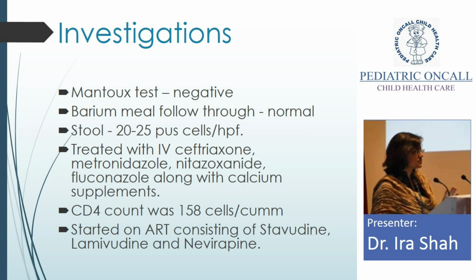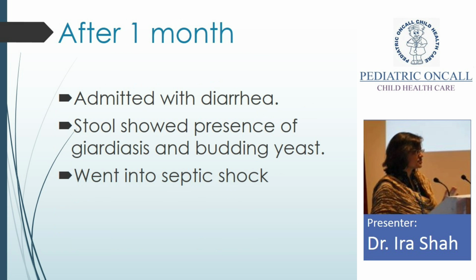So you investigate her for the chronic diarrhea. It's difficult to get a scopy done in a chronic HIV positive patient because they don't want to infect the scope. So we did a barium which was normal. The stool showed 20 to 25 pus cells. She's been treated with ceftriaxone, metronidazole, nitazoxanide, fluconazole, calcium supplement, CD4 158. She was started on ART. Now she does fine on ART.